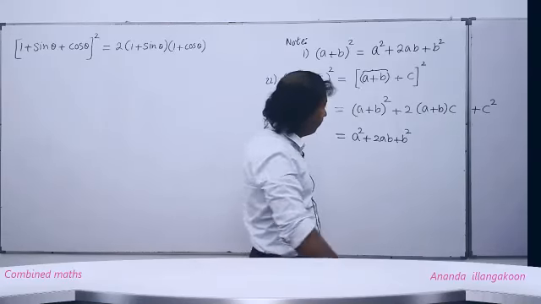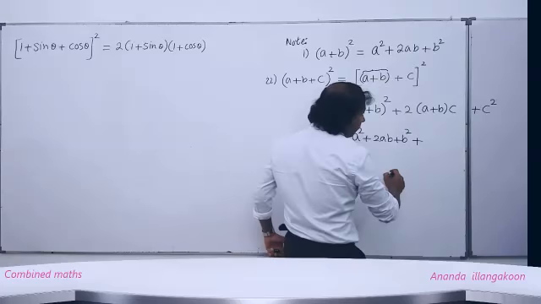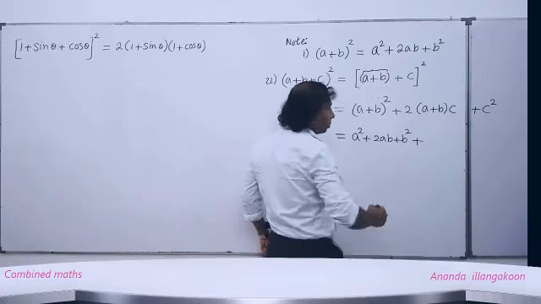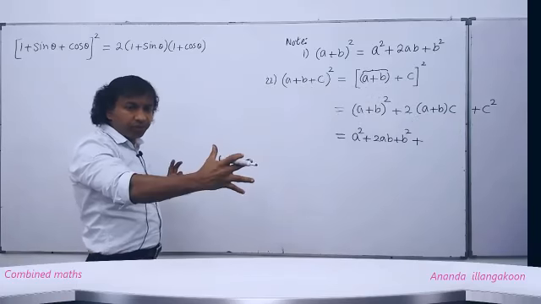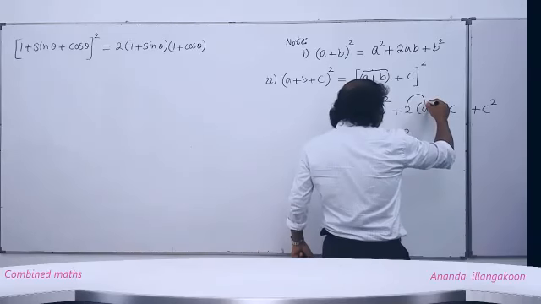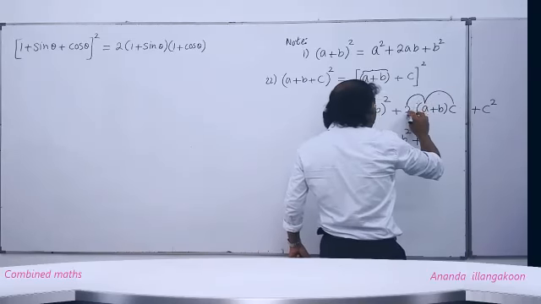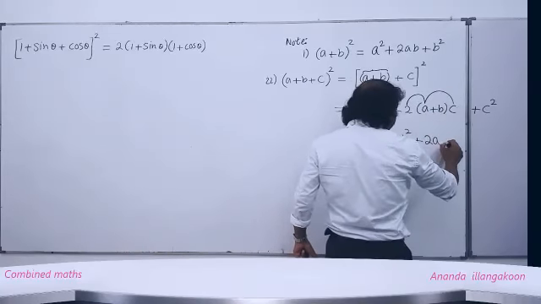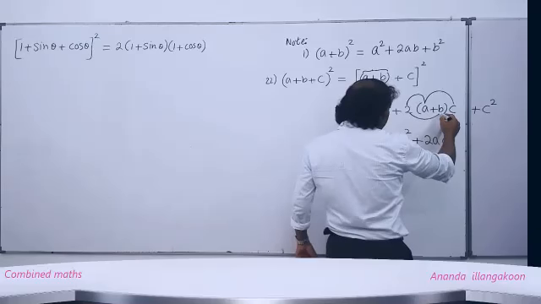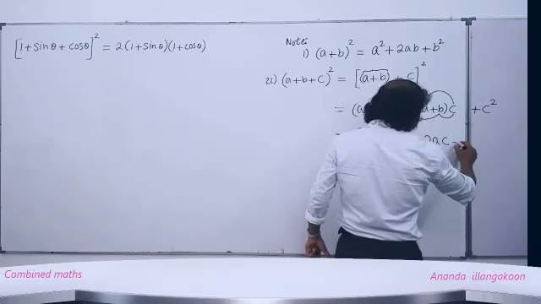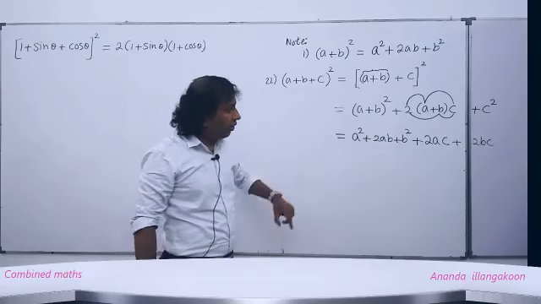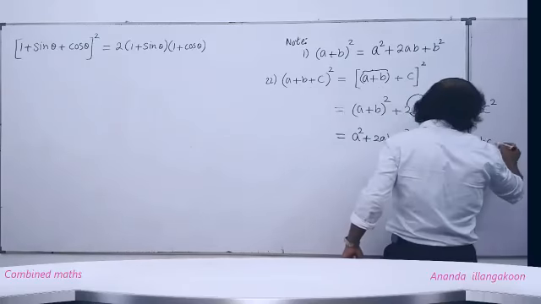Okay. Then next one, people, here you can remove the bracket. This 2 is outside of the bracket. Then you first multiply this 2 and a and then c. What do you get? 2ac. Next one, people, 2b and c: 2bc. Okay. And finally c squared.